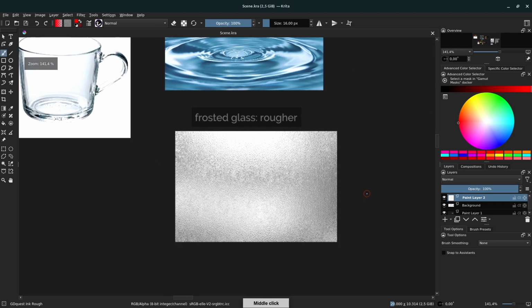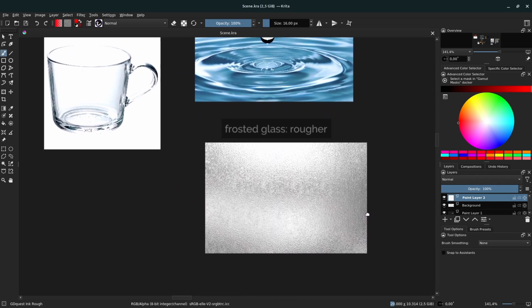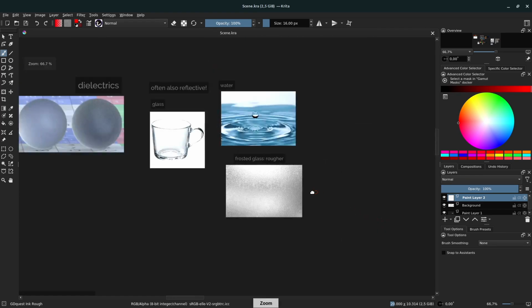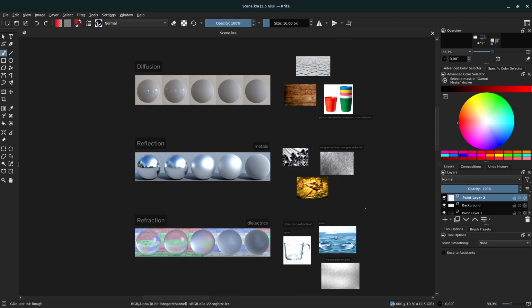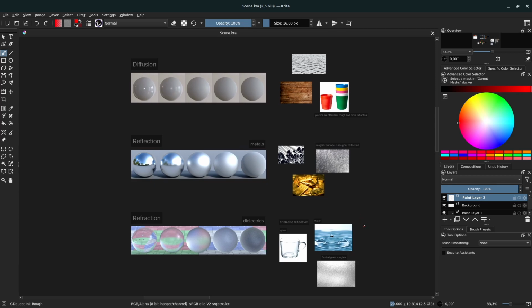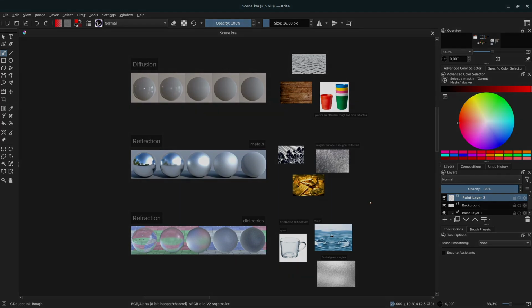Now here you can see an example of frosted glass with a rougher surface. So what's behind it is more blurred and you can see your reflection in it very clearly. So those were diffuse, reflective and refractive materials, which are kind of the material properties of surfaces. If there are any questions about those.